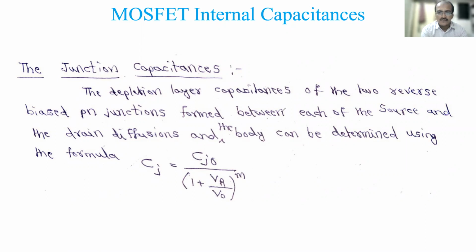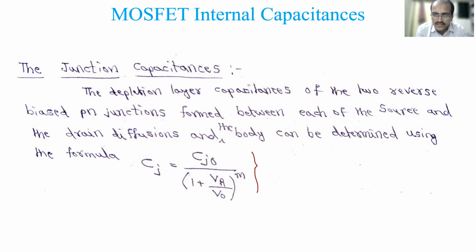If you have considered this formula, you would have seen it. The depletion layer capacitances of the two reverse biased PN junctions formed between each of the source and the drain diffusions and the body can be determined using this formula. This formula is there in the diode discussion, so I have taken it from there. We'll understand what it means with the actual formula here.